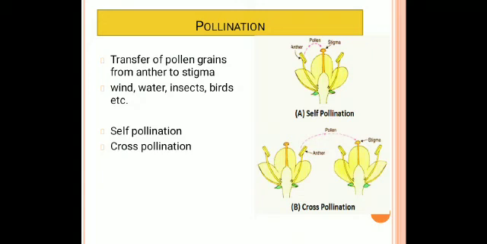This is mediated by some pollinating agents, like wind, water, insects, birds, etc. These are all called the vehicles of pollination. Why are they called the vehicles of pollination?